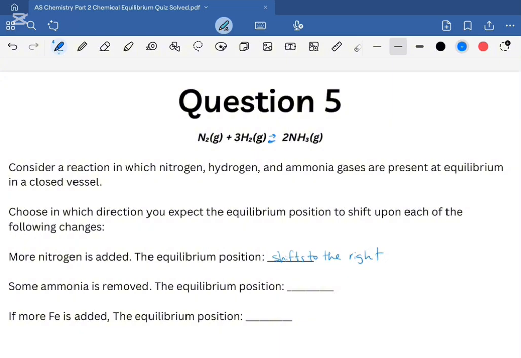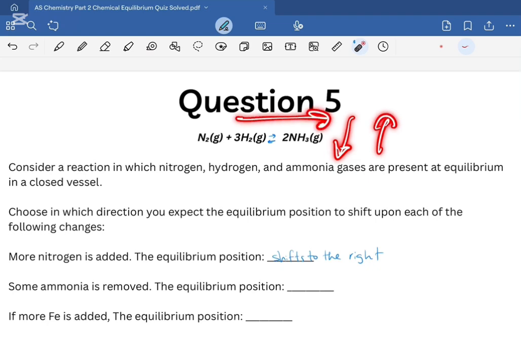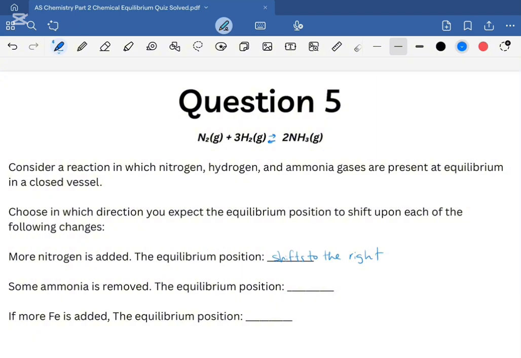Now some ammonia is removed, so if you remove ammonia, ammonia is going to decrease. The system wants to increase it again by shifting in the direction that produces the ammonia, so it's going to shift to the right. So we have the same answer as above. It's also going to shift to the right.